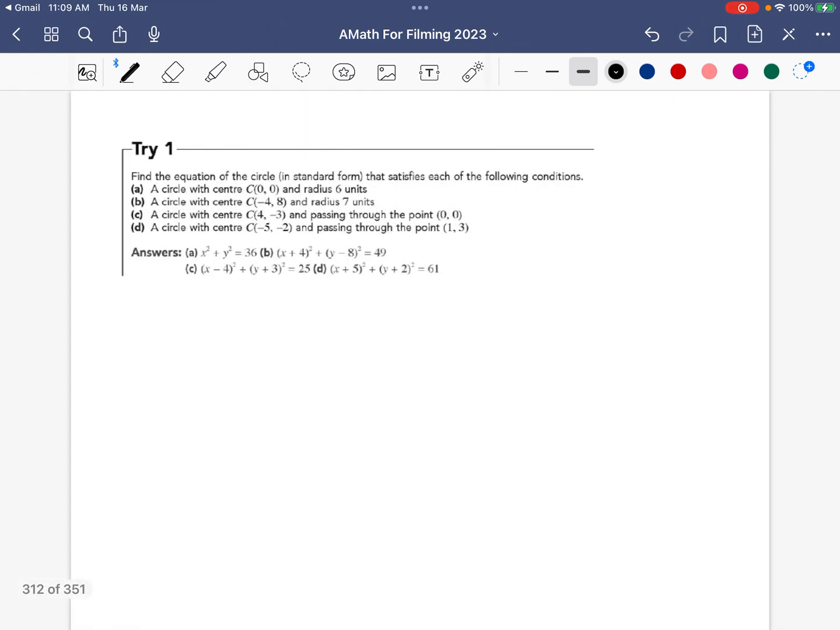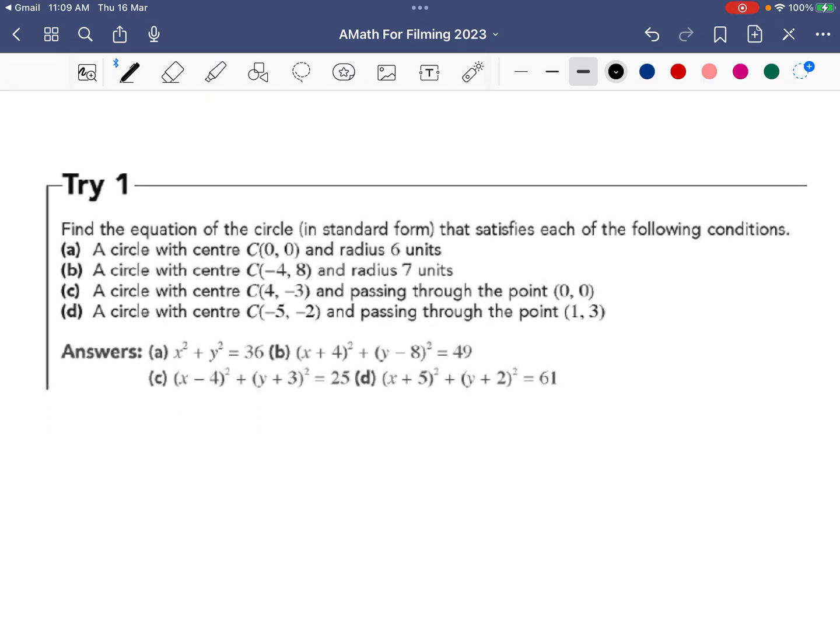Now, what I need you to do is to pause the video and then try 1. The 4 questions are there. This can be found in your textbook on page 195. Then once you're done, you may unpause the video and we can go through the answers to try 1. In 1 more second, let's go.